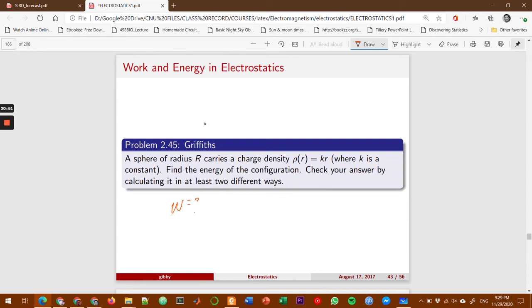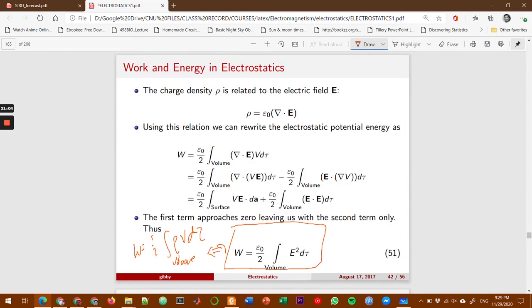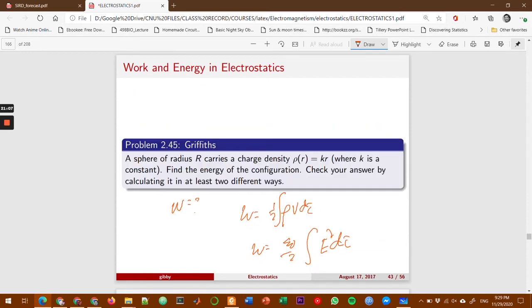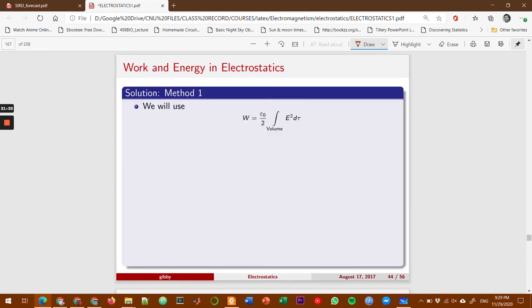So these two different ways are 1/2 rho V d tau or epsilon naught over 2 E squared d tau. Let me check. Okay. So we can calculate the work or the energy of the configuration of that system by using these formulas, formula 1 and formula 2. We should be able to get the same result. Okay, that's the solution using method 1.